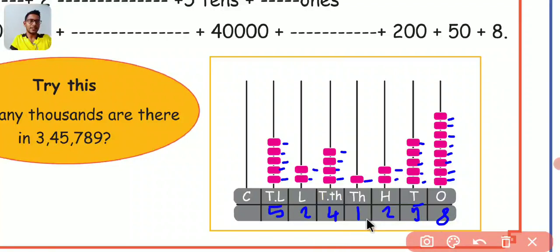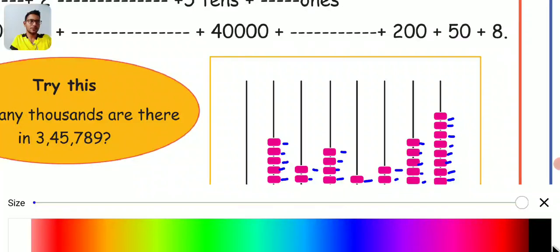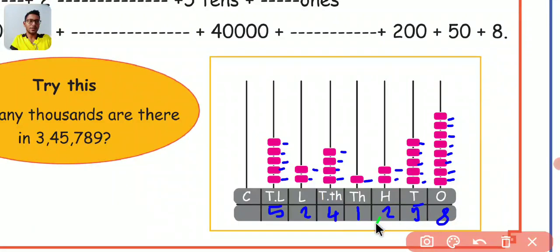So we can put a comma. In the ones period there are 3 places: ones, tens, hundreds. After counting 3 numbers you can put the comma. In thousands there are 2 places, thousands and 10,000. In lakhs there are 2 places, lakh and 10 lakh. So the number is 52,41,258. Okay, that is the number.